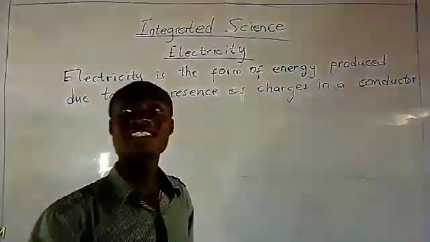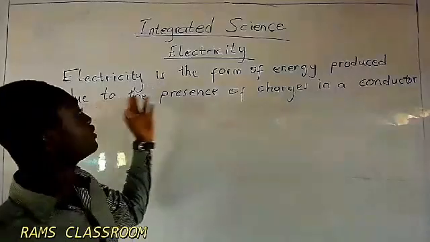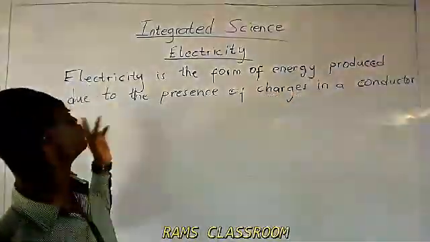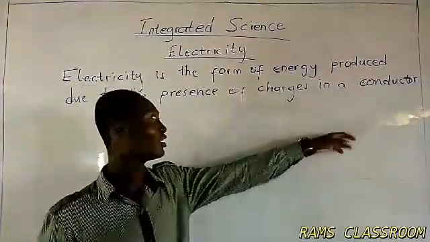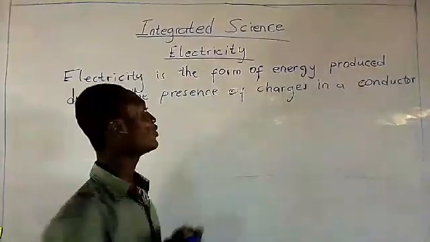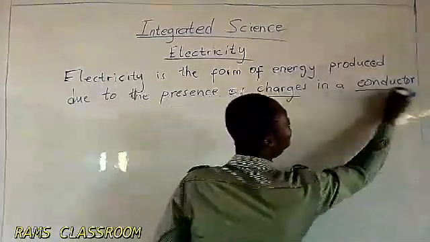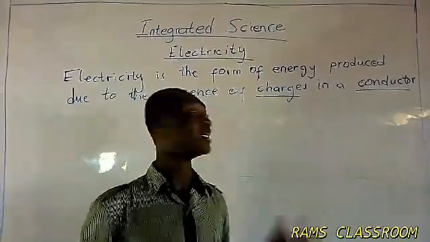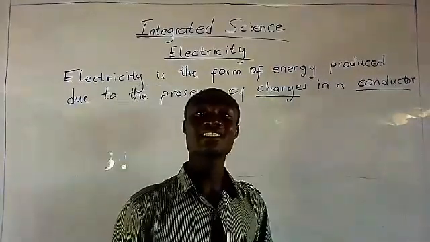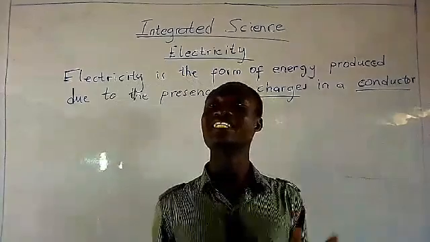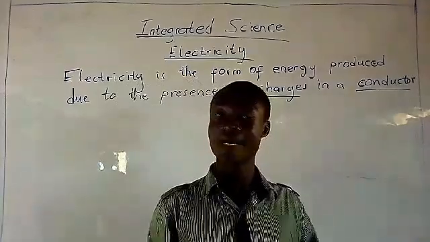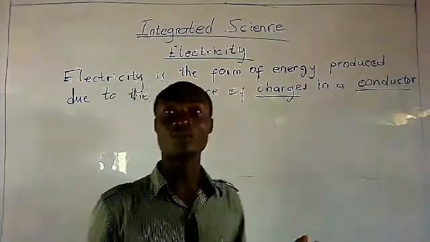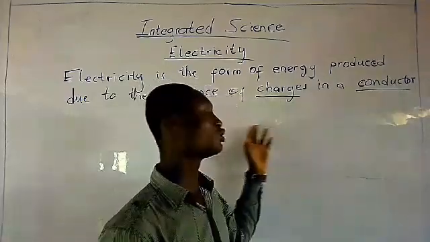Okay, so that is electricity. Electricity is the form of energy produced due to the presence of charges in a conductor. Now, someone may ask, what is a charge and what is a conductor? A charge refers to the positive and negative ions in a body. The positive and also the negative ions in a body is what we talk of as a charge here.